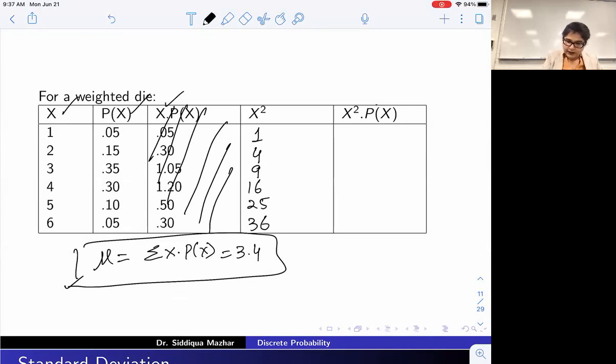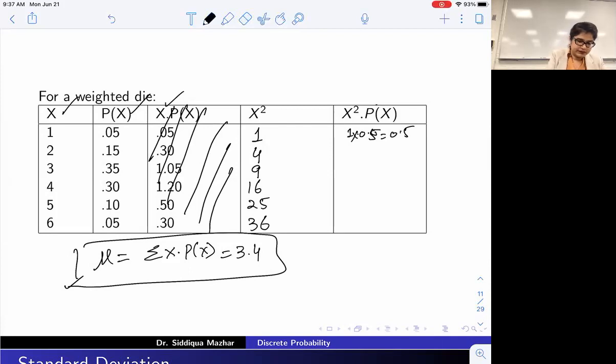So x square times px. Sorry, no, I'm sorry, I was thinking this. This is 1 only. So 1 times 0.05 is giving you 0.05. Then 4 times 0.15.